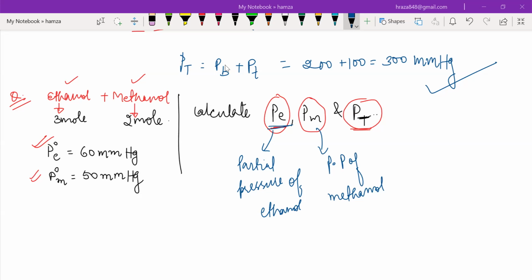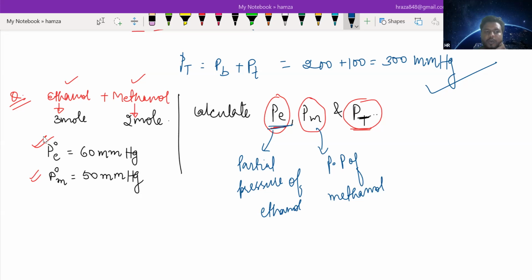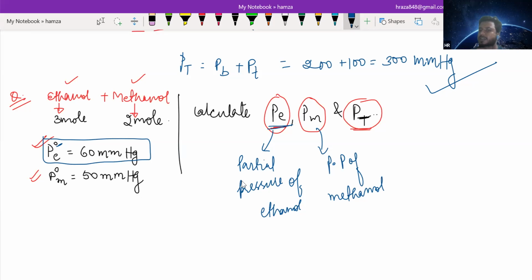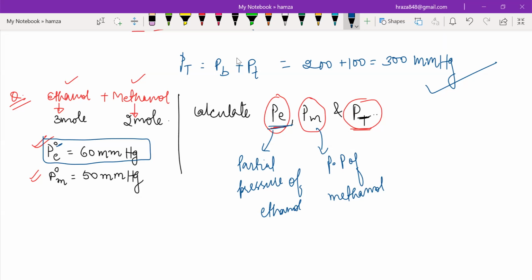Sir, the partial pressure is 60 mm Hg, right? No, no. This is the pure pressure of ethanol. Okay, okay. So, what is the formula? Partial pressure of a substance is equal to pure pressure of that substance into mole fraction of that substance. Got it? Yes, sir. Okay, please solve it. If you still have any doubt, just ask me. Let me know.